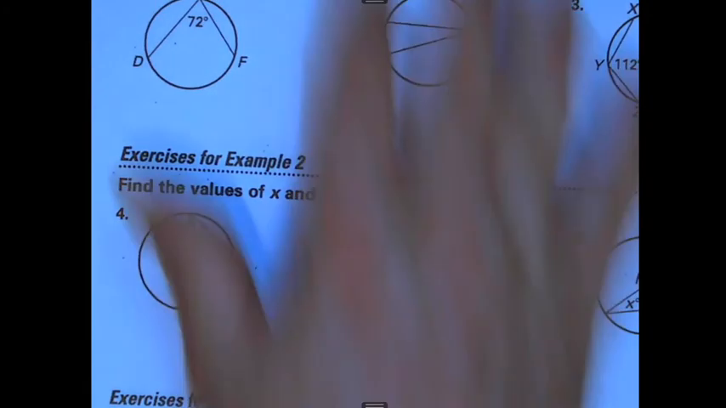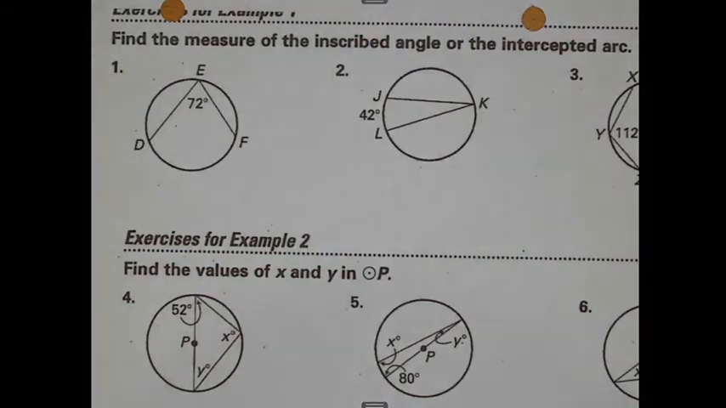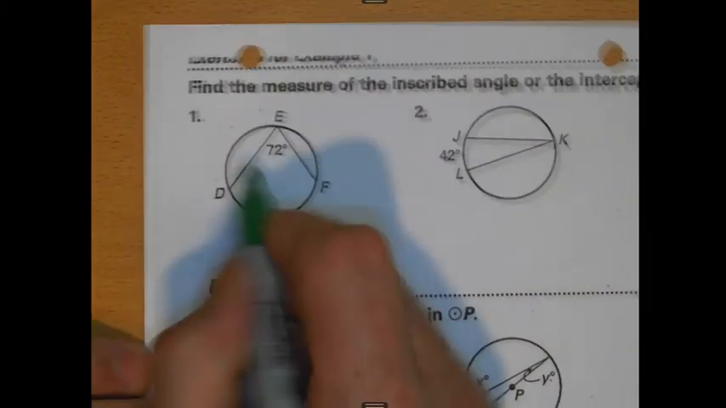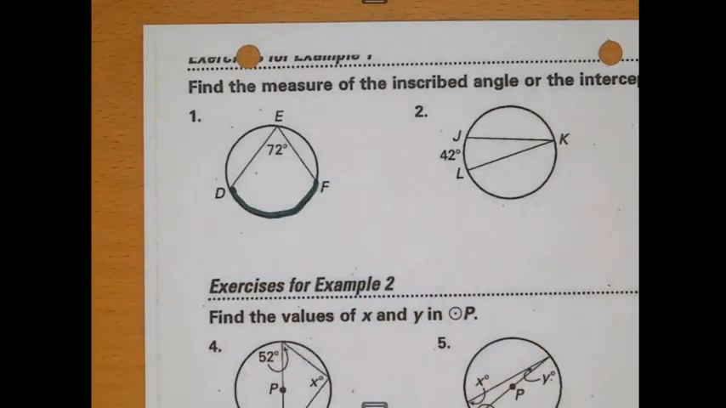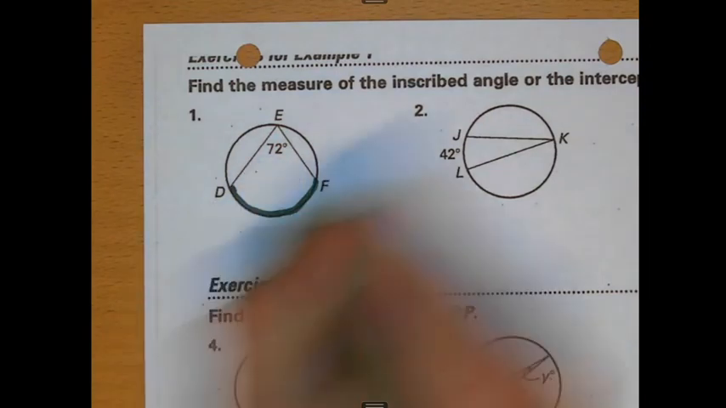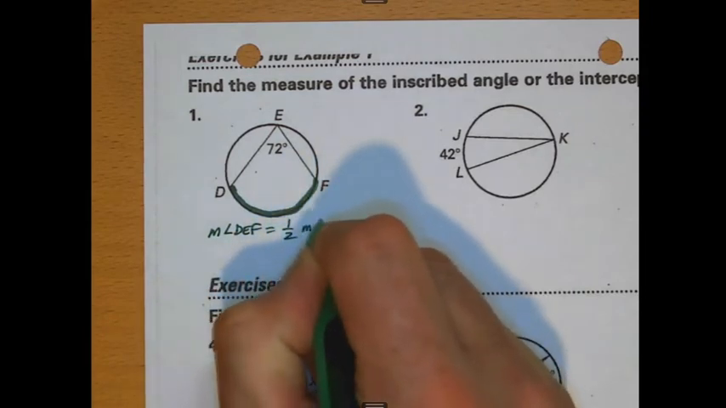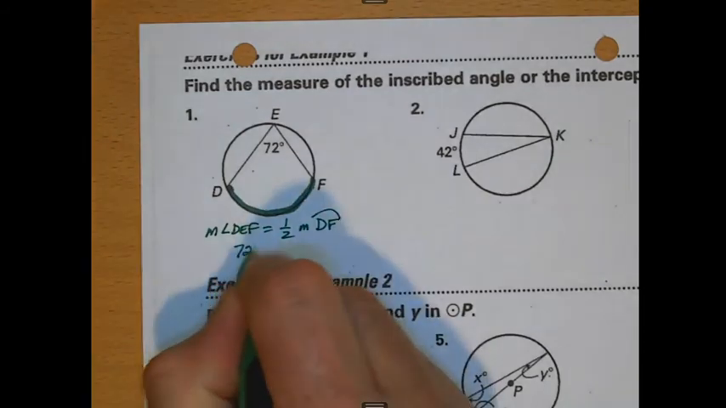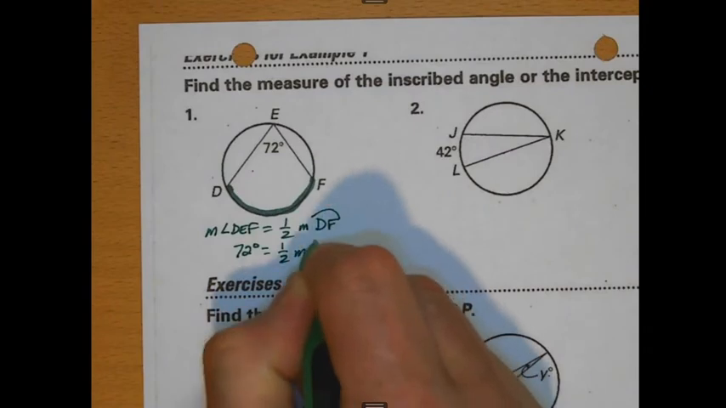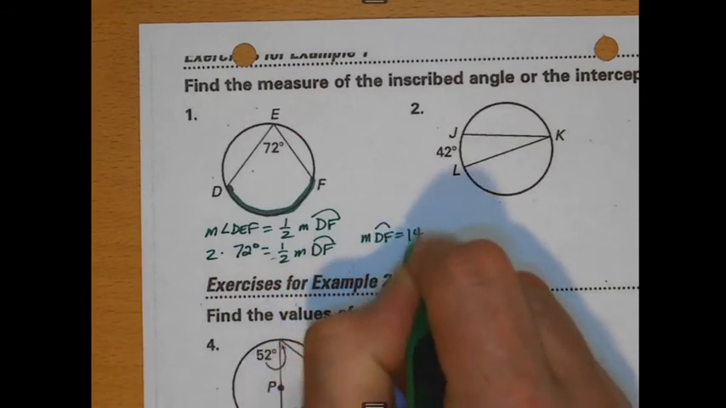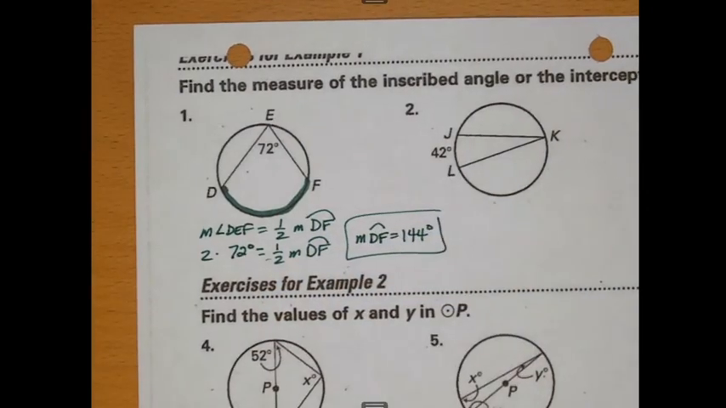Okay. So let's go through a couple of examples. You're going to have a Delta Math, but let's just go through a couple of these examples. I'm going to go over the first one. You try the next ones when we get there. So first one, find the measure of the inscribed angle or the intercepted arc, depending on which one you're asked for. In this case, I give you 72 degrees, and I want to know this arc right there. The measure of angle DEF is 1/2 the measure of arc DF. I gave 72 degrees here, so I'm going to get rid of the 1/2 by multiplying by 2. So the measure of arc DF is 144 degrees.